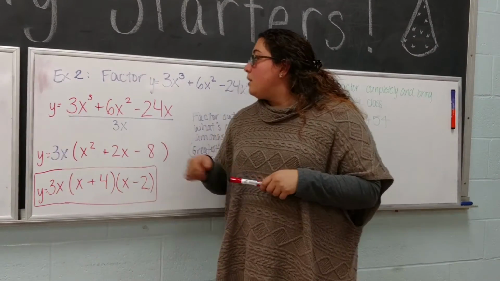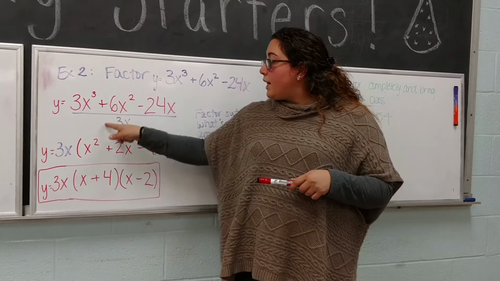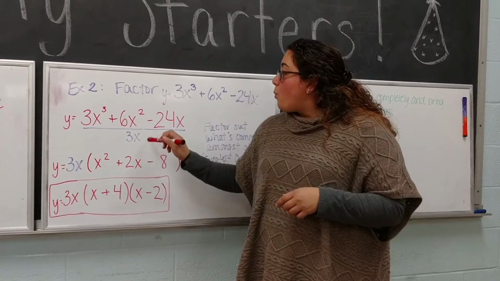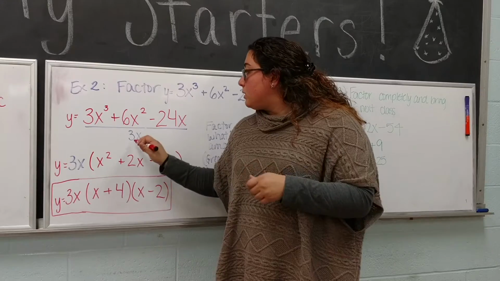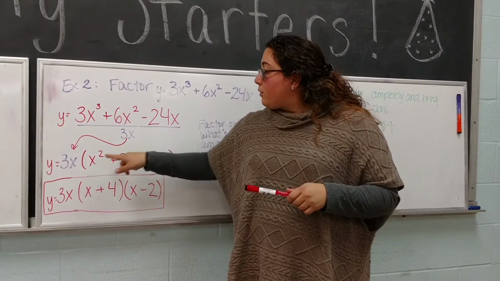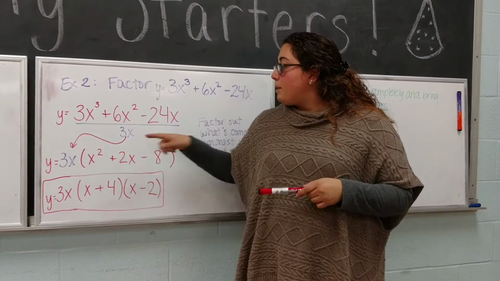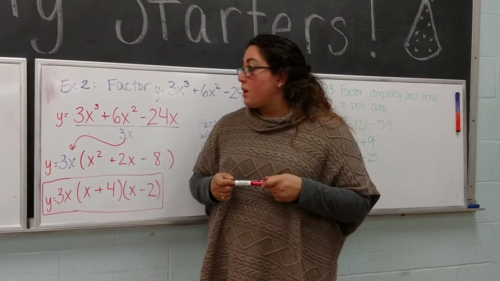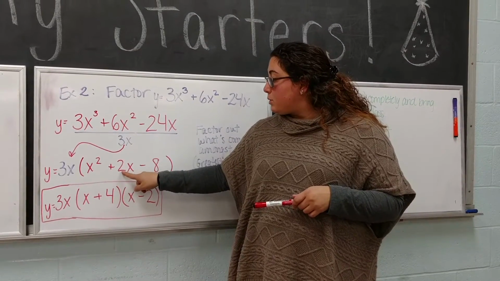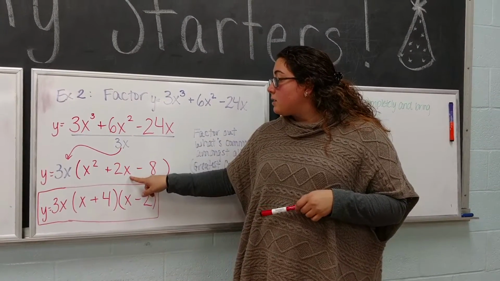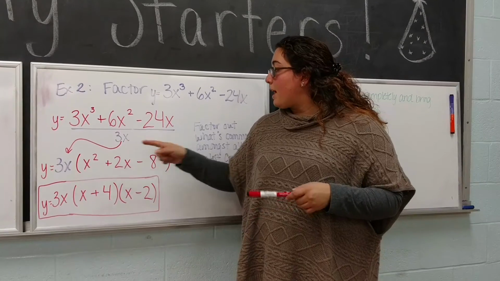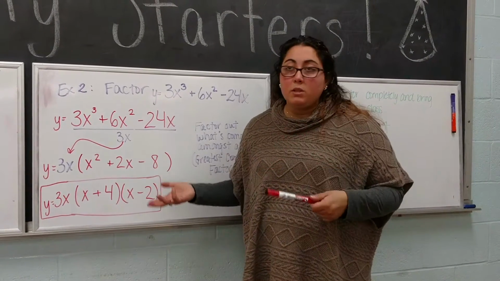If you have 3x cubed, a 6x squared, and a 24x, well, they all share a 3x. 3x can be divided into each of these values. So when I factor out this 3x, it now goes to the front of my set of parentheses. And I'm left with 3 divided by 3 is a 1, and x cubed divided by x is x squared. You subtract your powers with exponents. Positive 6 divided by 3 is a 2. x squared divided by x is x. Now I have a minus, and 24 divided by 3 is 8, and x divided by x is just 1. So 8 times 1 is 8.